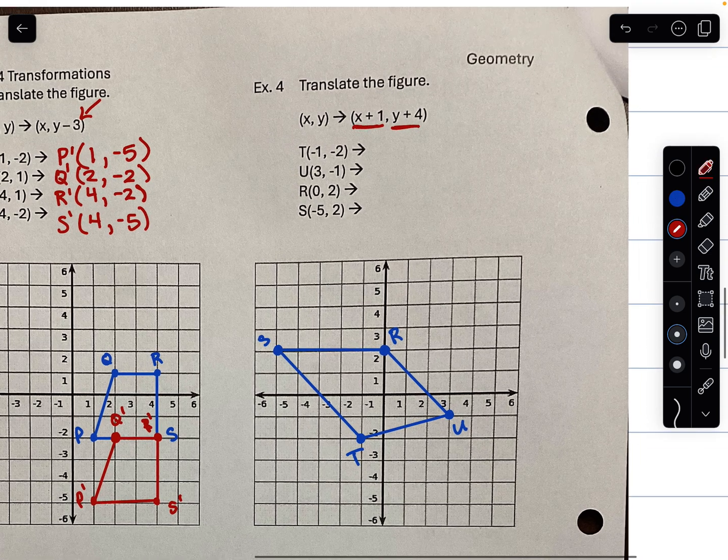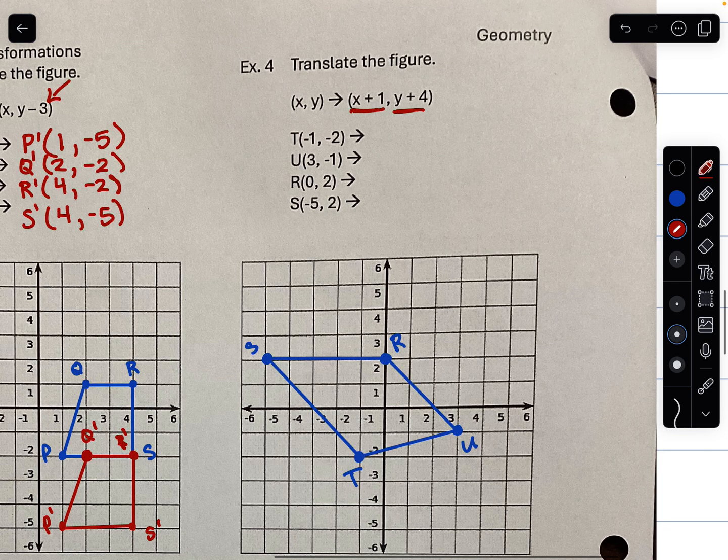Anybody want to take T prime? 0, 2. I'll give you the next one, Rowdy, since someone already answered. Okay, tell me how you got 0, 2. -1 plus 1 is 0. Good. -2 plus 4 is 2. Okay, let's go and graph that. 0, 2 is going to be T prime.